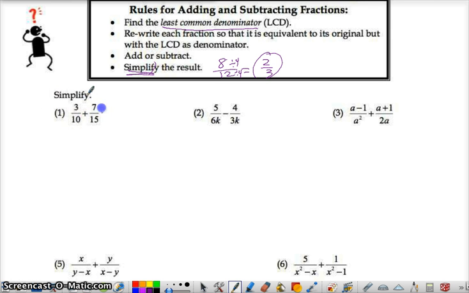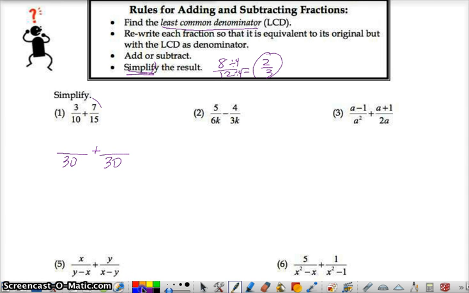To get our brains in the fraction mindset, adding or subtracting fractions, we're going to do just one basic one to get warmed up and start thinking about the process. So if I have 3/10 and I'm adding it to 7/15, what are you going to do? Well, you're going to look at these two numbers and try to figure out what the common denominator is. Sure, we can multiply them together. 10 times 15 is 150, but there's a much smaller number, and that number is 30. Some of you might have seen right away that it's 30.